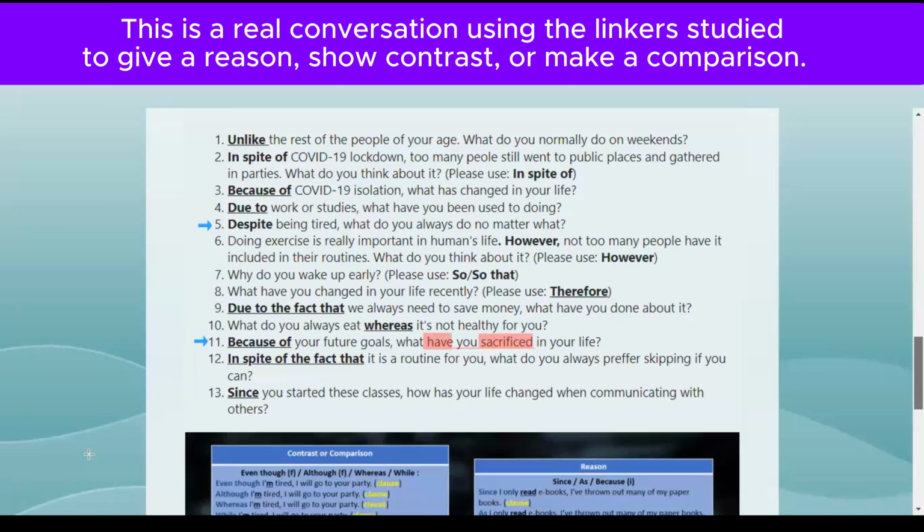Please, the final question. Due to the fact that we always need to save money, what have you done about it? Due to the fact that we always need to save money, I have saved money monthly. Yeah. Okay, so you have saved your money.